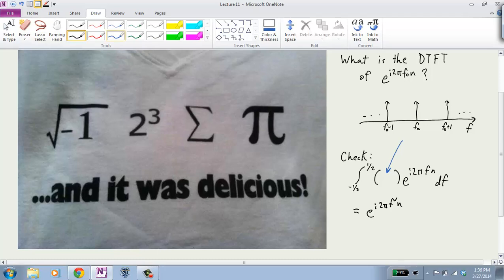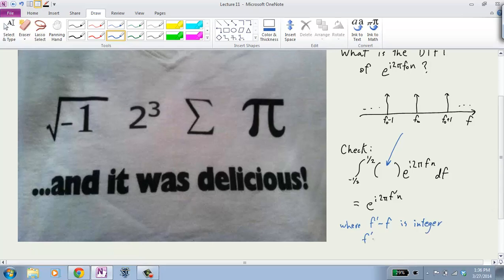Here's what we know about f prime: f prime minus f is an integer, and f prime is in that interval. This is just how I'm identifying which delta function is there. Why do I say f prime minus f is an integer? Well, each of these was an integer away from f, right? We're just looking for the one that fell in that interval.